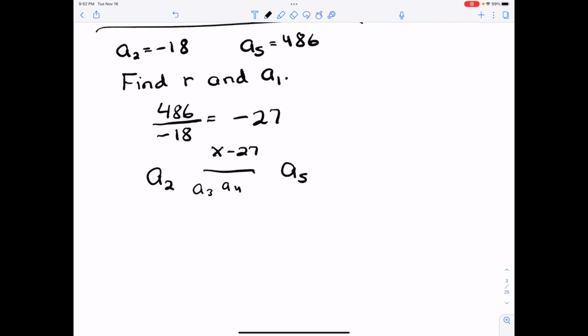And so if you're multiplying and getting negative 27, you have to break that up. You have to think, basically, what's the cube root of negative 27? And that would be negative 3. Negative 3 times negative 3 times negative 3 is negative 27. So that tells me my common ratio is negative 3.